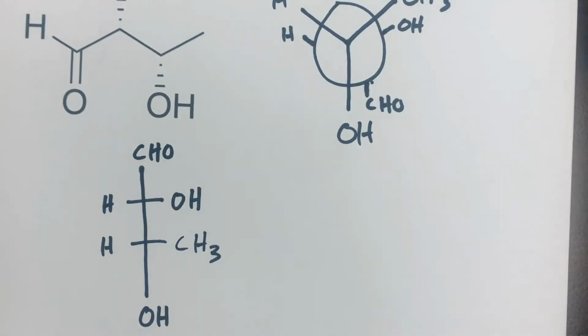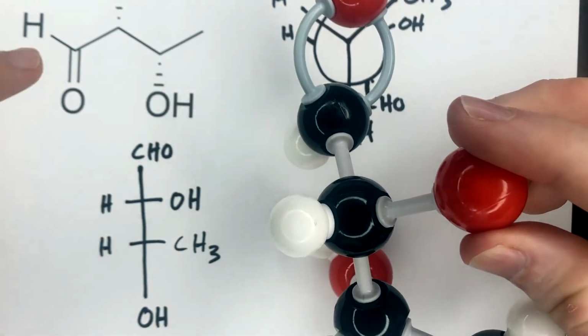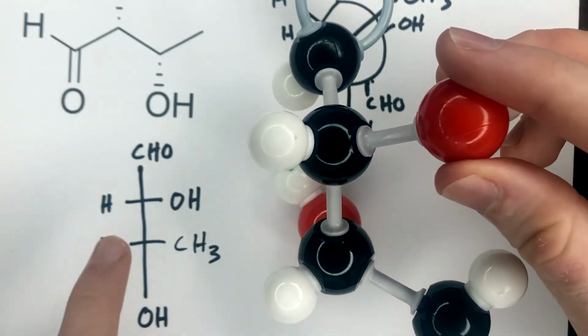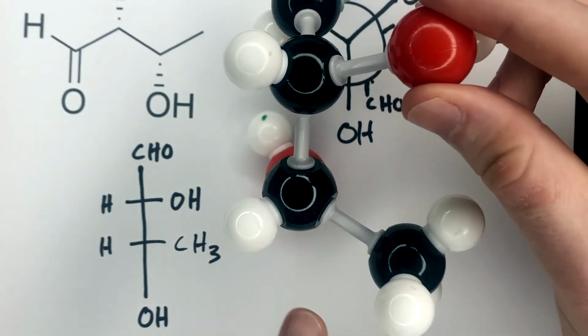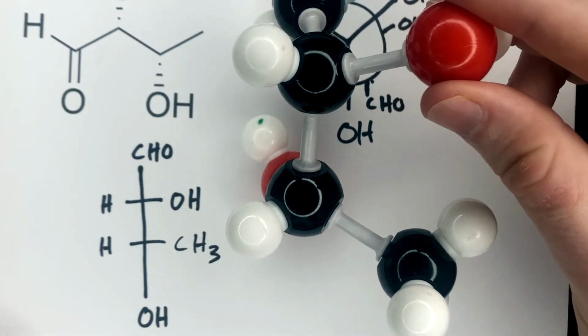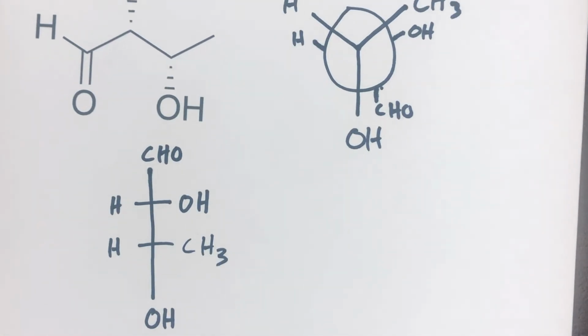Okay, so now again, let's check this. So here's our carbonyl, the top carbon, and then this carbon, OH to the right, hydrogen to the left, hydrogen to the left, methyl group to the right, OH in the back on the horizontal. So from our molecular model, this seems to be correct.